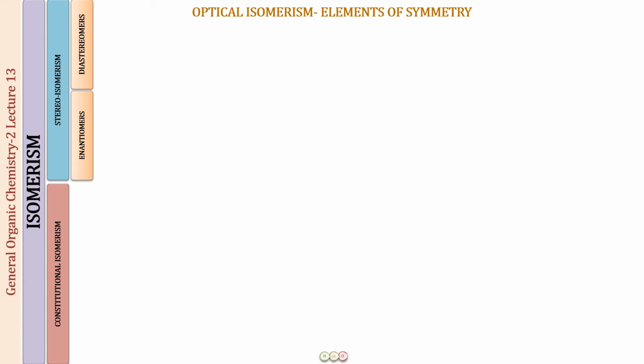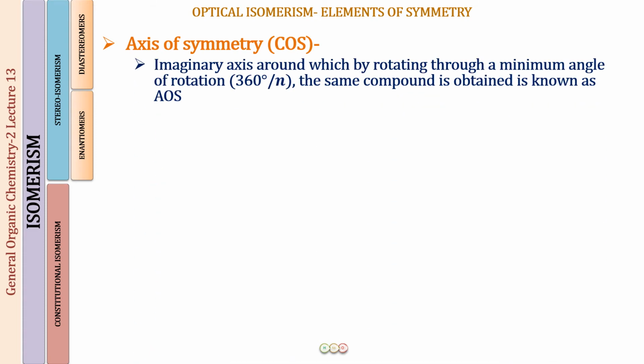The third element of symmetry is known as the axis of symmetry, AOS. We define this as the imaginary axis around which, by rotating through a minimum angle of rotation, that is 360 degrees by n, the same compound is obtained. So we have an imaginary axis, and we rotate the molecule around it by a certain angle. If after rotating through that angle we get the same compound back, we call that the axis of symmetry.